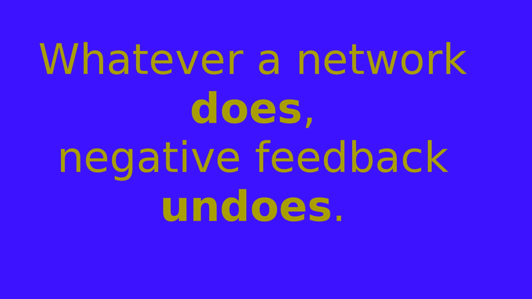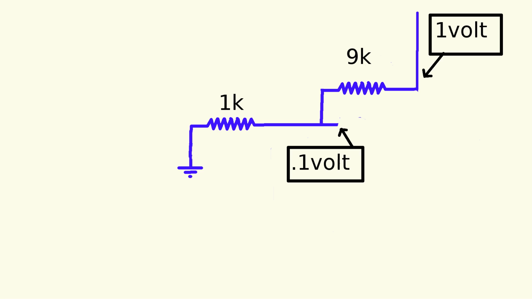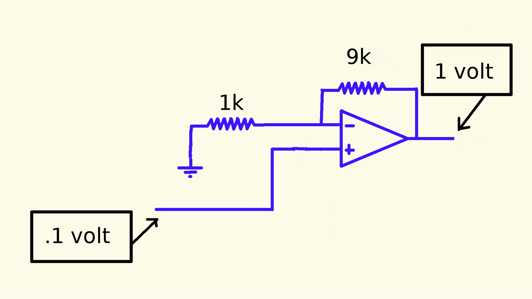The great amplifier principle is that whatever a network does by itself, in the negative feedback circuit, it's undone. A voltage divider which divides by 10 gives an amplifier with a gain of 10. Hook the divider to the amp and you might just as well have a wire.